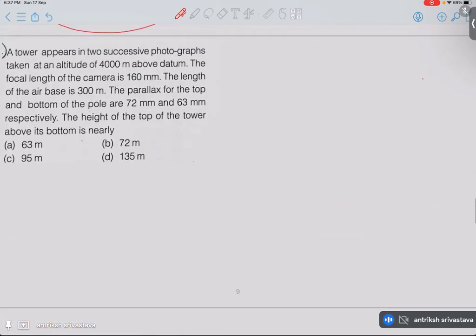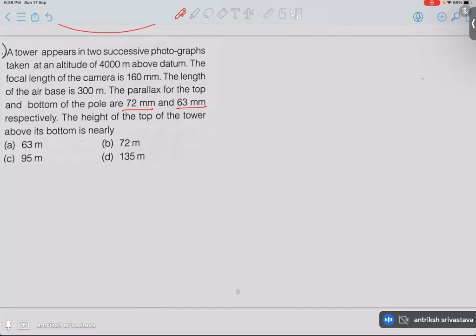Okay, so this is a good question. A tower appears in two successive photographs taken at an altitude of 4,000 meters above the datum. The focal length of the camera is 160 mm. The length of the airbase is 300 meters. The parallax of the top and the bottom of the pole are 72 mm and 63 mm respectively. Then, the height of the top of the tower above its bottom is nearly how much?